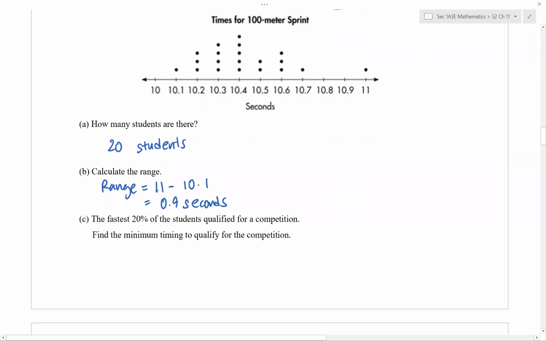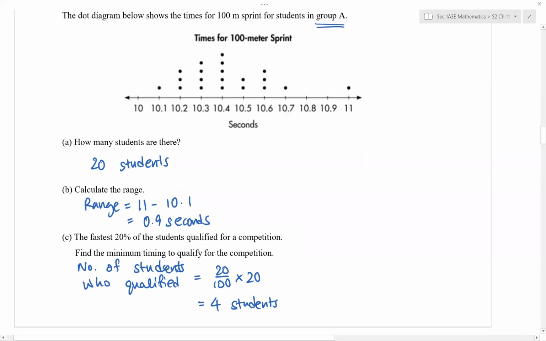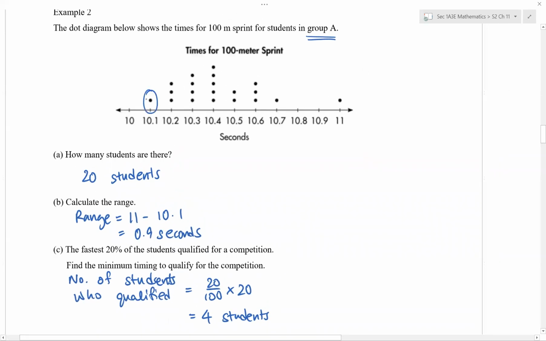So let us find out how many of these students there are first. The number of students who qualified will be our 20% times the total number of students. We get 4 students. We are looking for the first 4 fastest students. So we count from the smallest timing. This is the first student. Then we have the next 3 students who all clocked 10.2 seconds. Now, this is a total of 4 students.